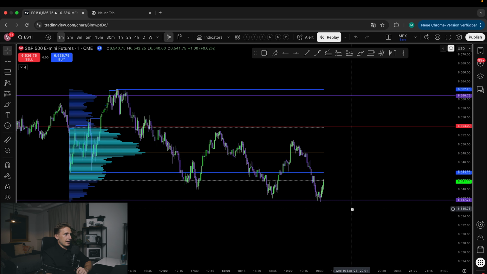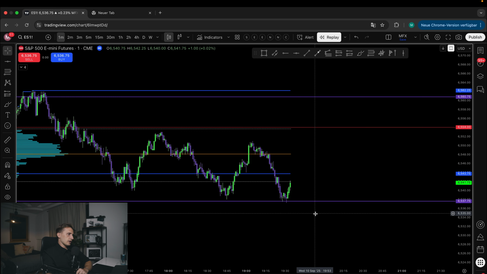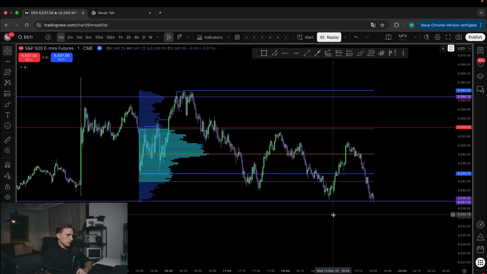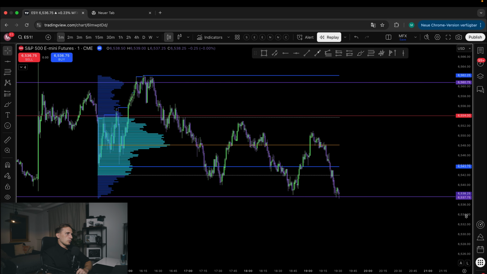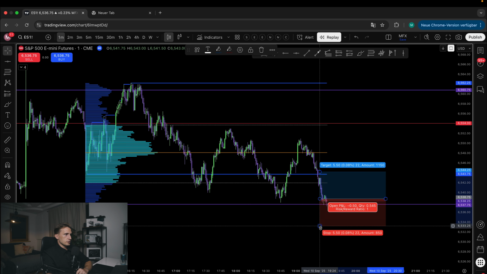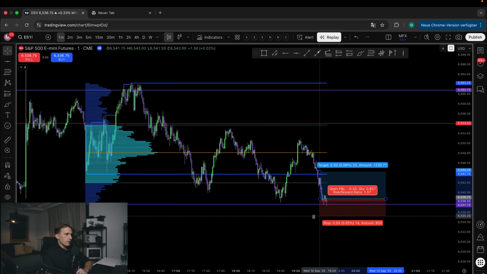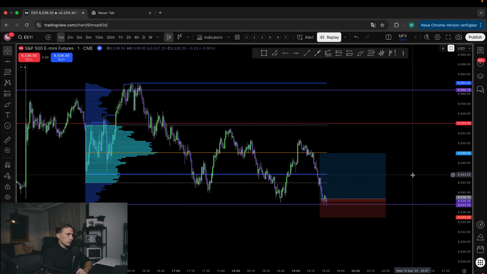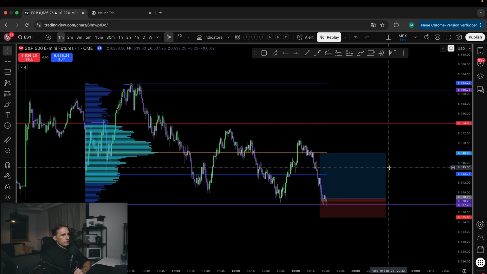So right now we are again testing value area low, and again you can look at delta, you can look at footprint charts, see absorption right here. When you see some absorption right here, you can put in a long position, stops below the value area, and what you are targeting, you're targeting the point of control. So this will give you a 2.5 risk to reward.